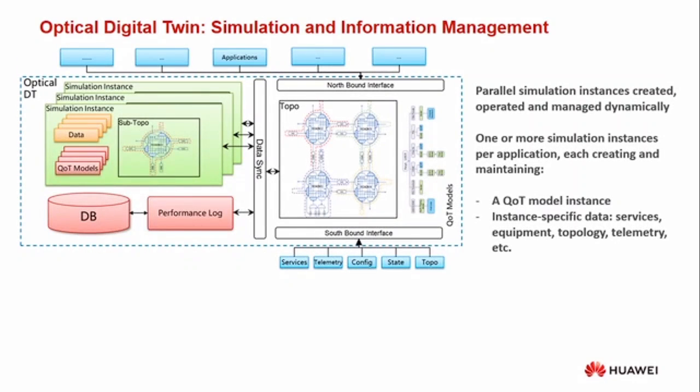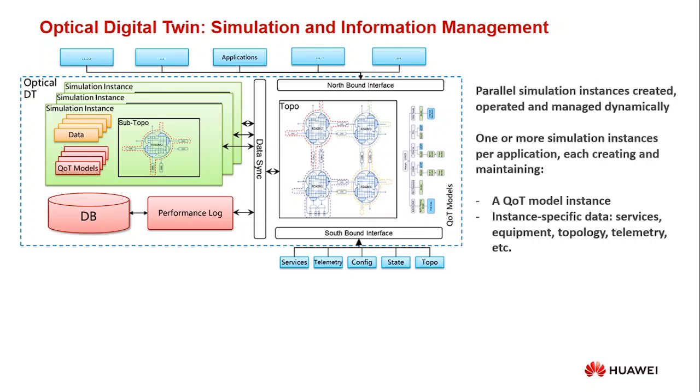Now, in terms of other details of operation of the digital twin, to support the concurrent operation of a number of applications and the different kinds of scenarios that they may be exploring, we need an architecture that allows us to create, operate, and manage dynamically a parallel set of simulation instances. Each of these instances has its own QOT model instance created from the template. It has a certain degree of instance-specific data, to the degree that the services model, the equipment topology, etc., may be specific to that application and different from the current reflection of the actual network.